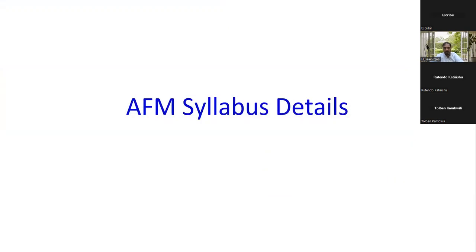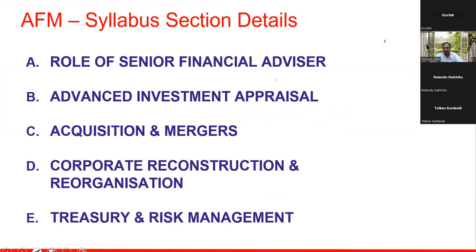Number two, the syllabus area of AFM. There are 5 components of the syllabus area. Number one, role of the senior financial manager, section A. Number 2, advanced investment appraisal. Number 3, acquisition and merger. Number 4, corporate reconstruction and reorganization. Number 5, treasury and risk management. 5 components of the syllabus.